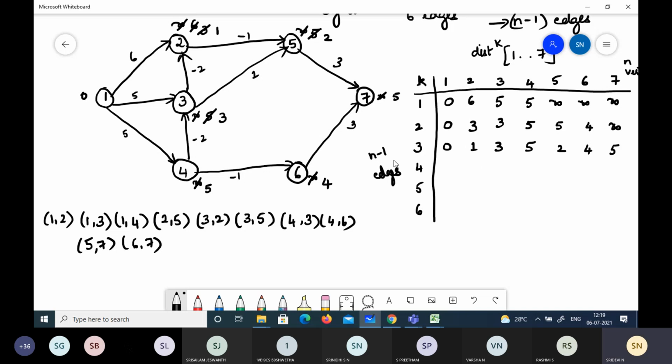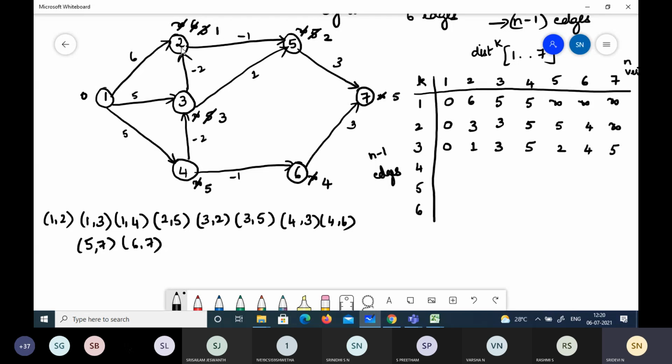Let's try keeping 4 edges and check the distance between every pair of vertices. Okay, now let's begin again. 1 to 2: 6, 1, so we'll retain it. 1 to 3: 5, 3, minimum, we'll keep it. 1 to 4: 0, 5, 5, already 5, we'll keep it. Then 2 to 5.